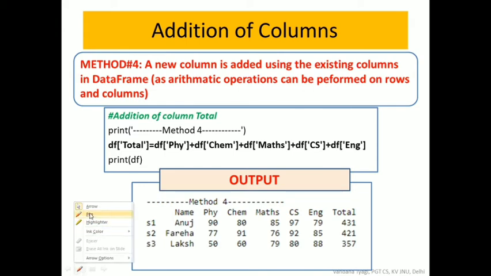Now if you see, this is physics marks, chemistry marks, maths, CS and English. All these marks, 90, 80, 85, 97, 79, we extracted and added them all using this plus operator, and finally we get a total. So once we print the data frame, one more column is added, by the name total.